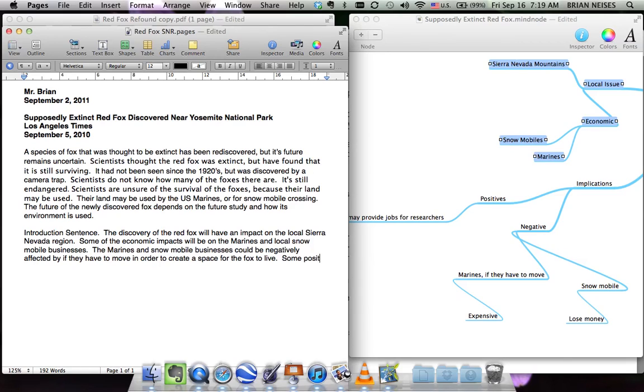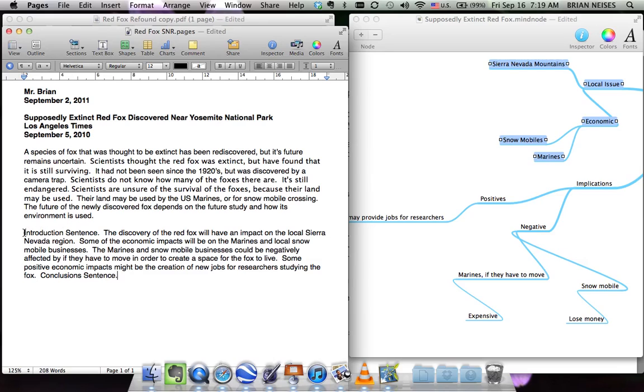Some positive economic impacts might be the creation of new jobs for researchers studying the fox. Okay, so I've got my three main points: setting it into the local or the global, and the economic or the social or whatever, and then some of the positive impacts, some of the negative impacts, and then my conclusion sentence.